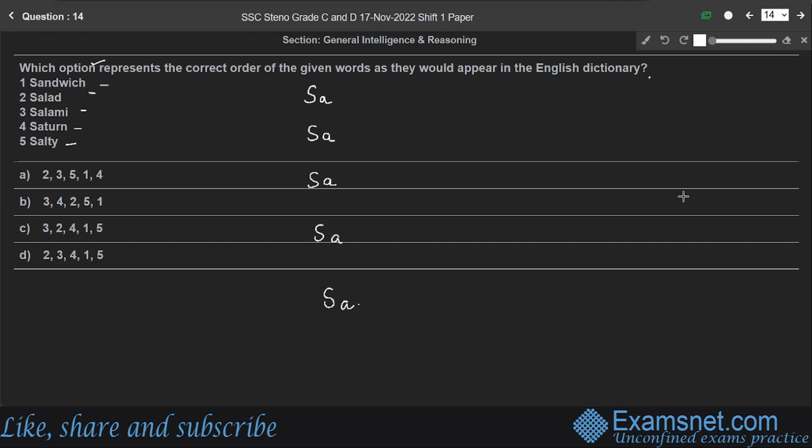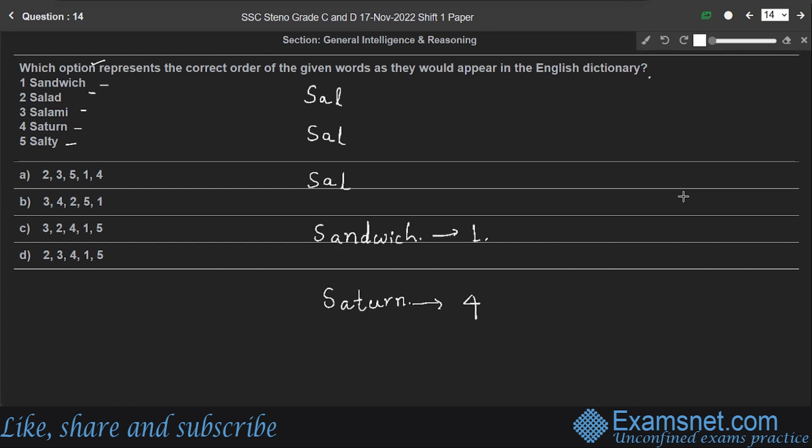Here the third letters are N, L, T, and L. L comes before N and T, so the words starting with S, A, L come first. After that, S, A, N comes, then S, A, T comes. So Saturn is the last word. Before that, sandwich. Saturn, according to the given order, is the 4th word.